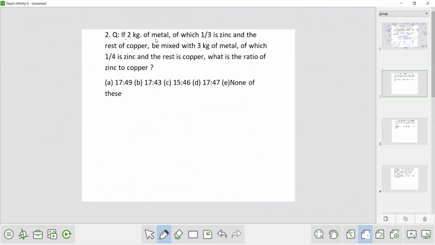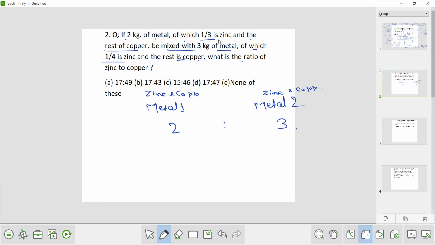Second question. If 2 kg of metal, of which 1 by 3 is zinc and the rest copper, is mixed with 3 kg of metal, of which 1 by 4 is zinc and the rest is copper, what is the ratio of zinc to copper? Okay. So there are two metals, metal 1 and metal 2. Each has zinc and copper. Metal 1 and metal 2 are in the ratio 2 is to 3. It is given that 1 by 3 is zinc, so the rest will be copper, and 1 by 4 is zinc, so the rest will be copper.